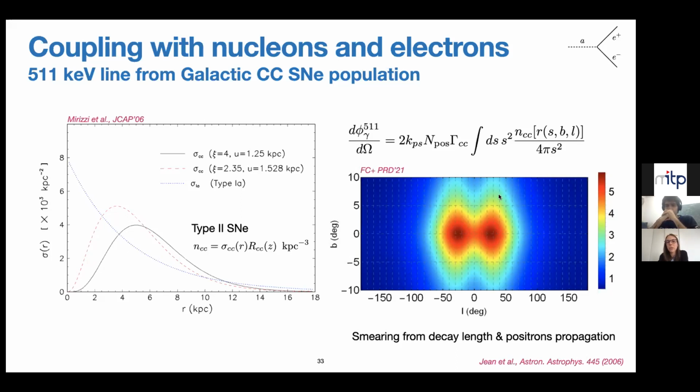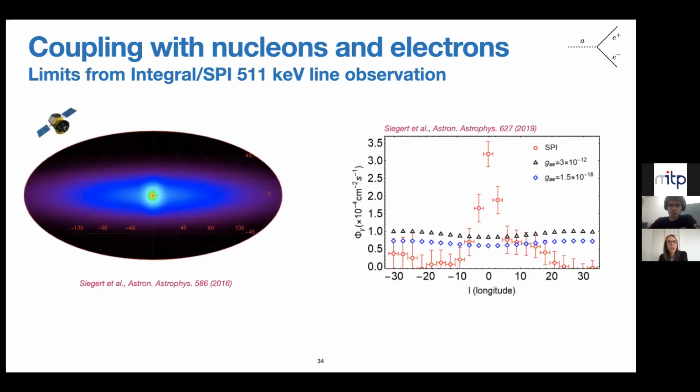We studied this smearing parametrically by setting it to 1 kiloparsec, because this is well justified by 511 keV line works, but it is one of the main uncertainties that affects the final bounds. So with this prediction at hand, what we could do then was to compare the 511 keV line expectation from the ALPs supernova galactic flux with what has been measured by SPI.